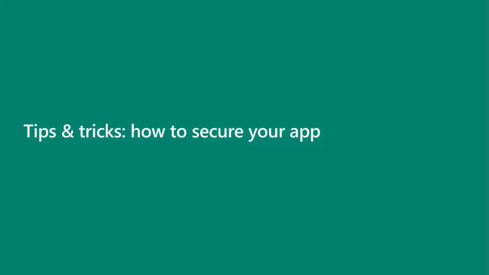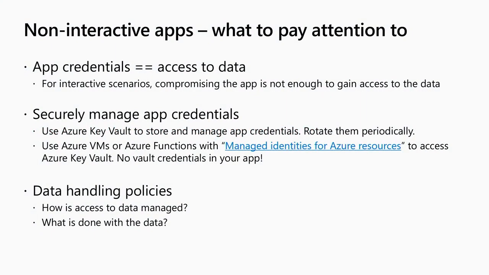So as you now have realized, these background processes and this non-interactive model is very powerful. And specifically, it gives your app access to a lot of data. So what is really critical, and we want to give you some best practices about that, is securing your app, and especially its credentials. So the first thing to realize is that app credentials really mean access to data. Unlike in the interactive scenarios, where if I compromise the app, it's still not good enough because I have to compromise at least some users. In this case, all I need is to get the app credentials. So securely managing your app credentials should be your focus.